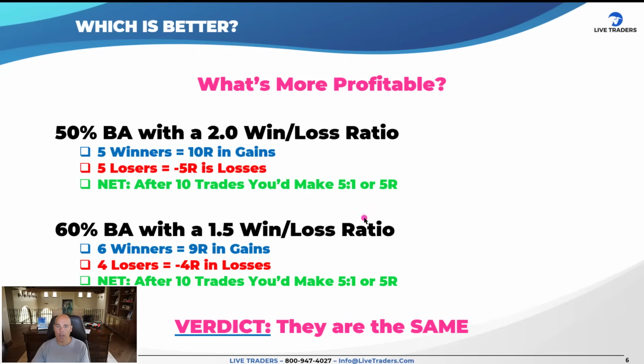It's the same thing. The reason I'm showing you this is because you need to know. If you have a 72% batting average with a 0.7 win-loss ratio, you need to know if that makes money or not. Because you might feel good when you win 72% of the time, but when you only win 0.6 or 0.7R, it might not be enough to make you a profitable trader. In that scenario, it's going to be very close to break even.